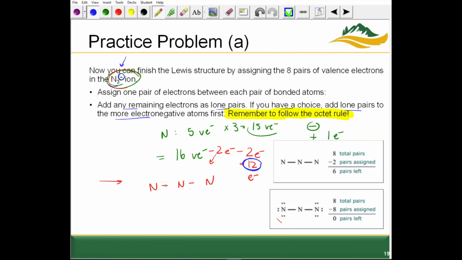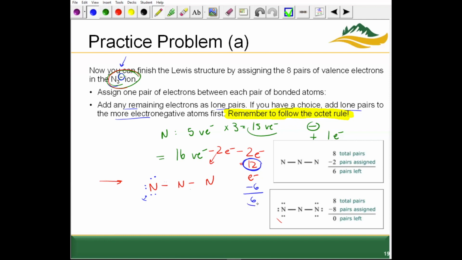This is already 1, 2, then 3, 4, 5, 6, 7, 8. So technically this one has a happy octet, this one nitrogen on the end. 1, 2, 3, 4, 5, 6, 7, 8 electrons around it. We just used up 6 here, so now we have 6 remaining. At this point, we're kind of figuring out what may work by doing some trial and error. So now 6 more to use up.